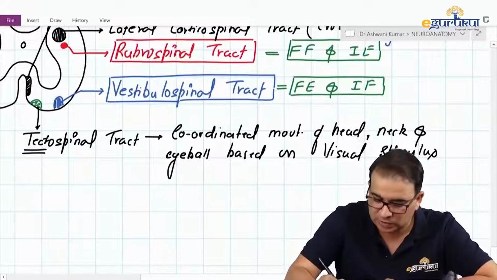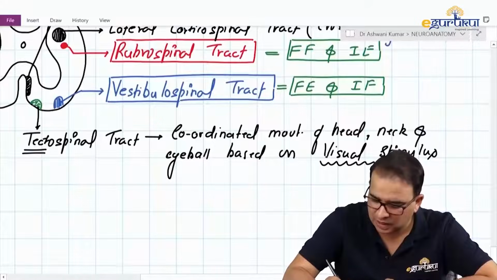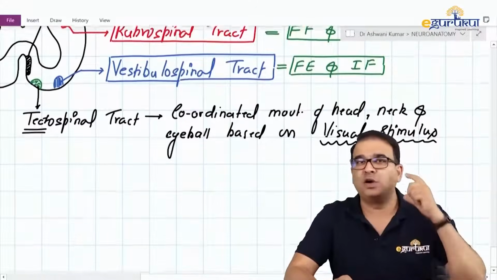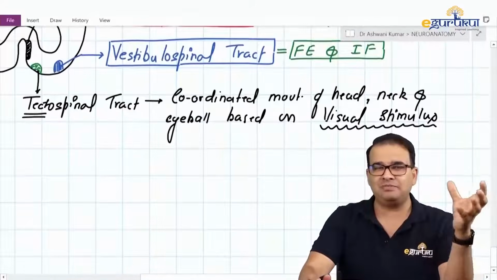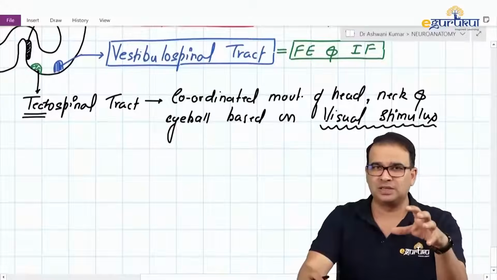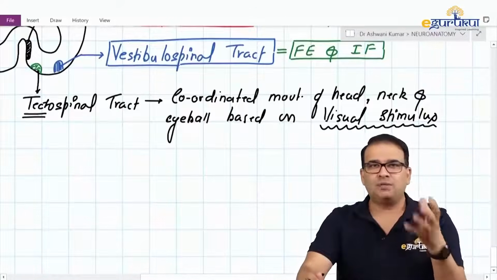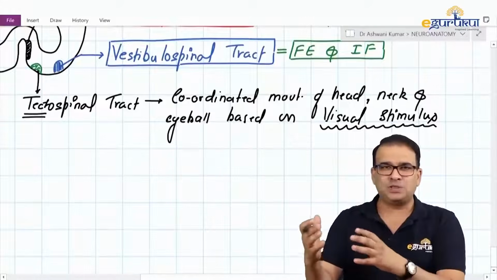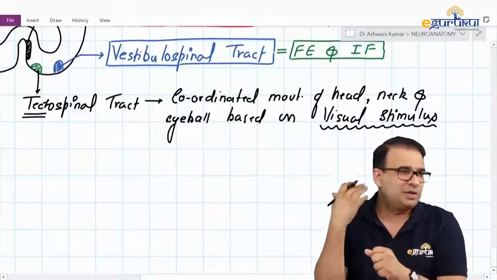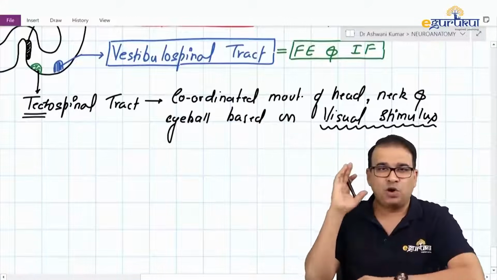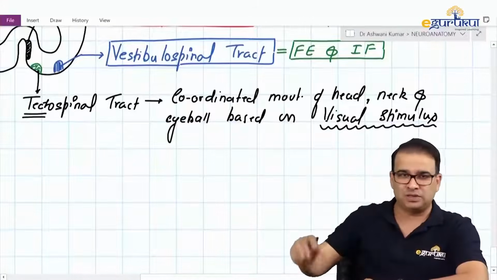Based on the visual stimulus, because we will be discussing a tract which has a similar sort of function, but based on the auditory stimulus, that is MLF, the medial longitudinal fasciculus. The MLF that we have in the brainstem works in a different way. It works based on the auditory stimulus: you get an auditory stimulus from one side and then you turn your head, neck and eyeball to that side. So that is an auditory stimulus. This is about the visual stimulus.